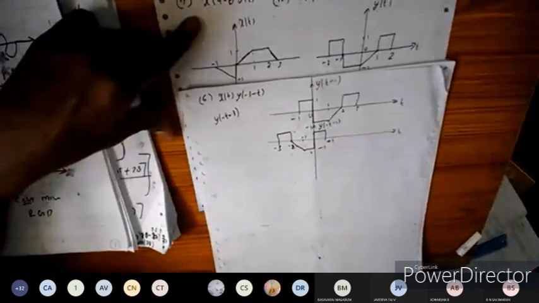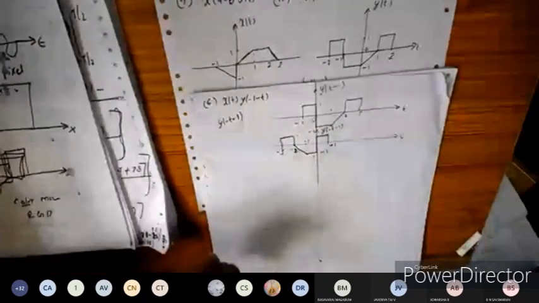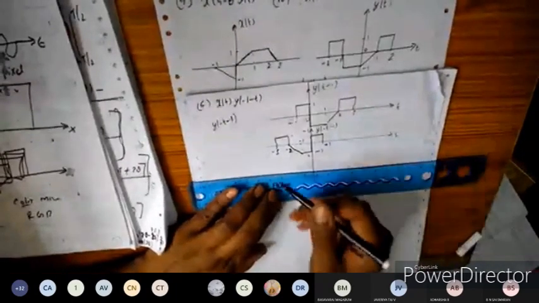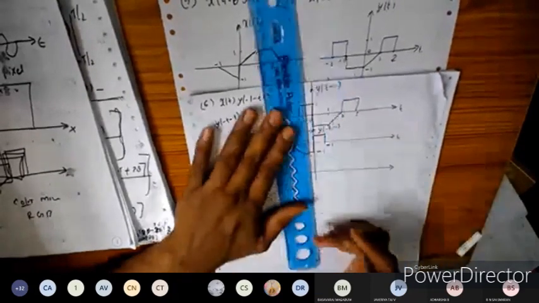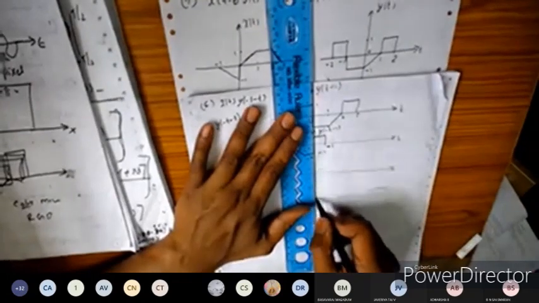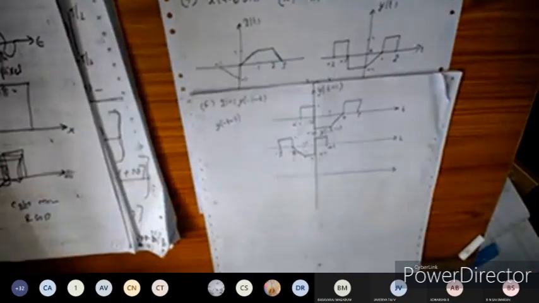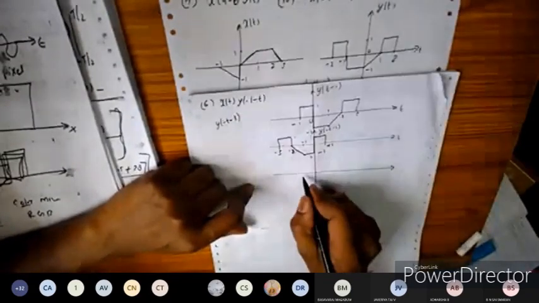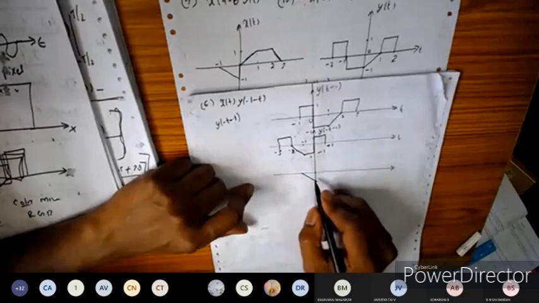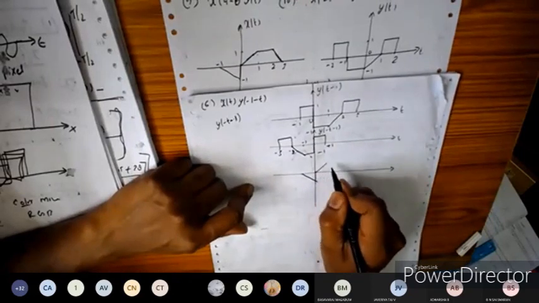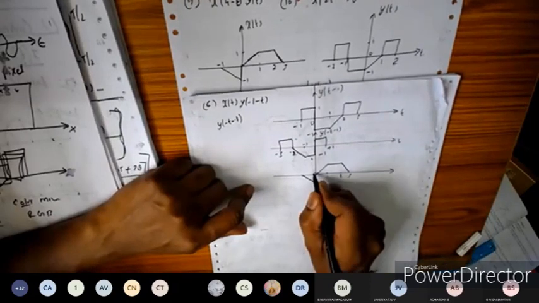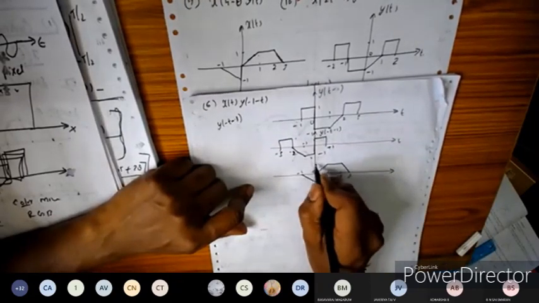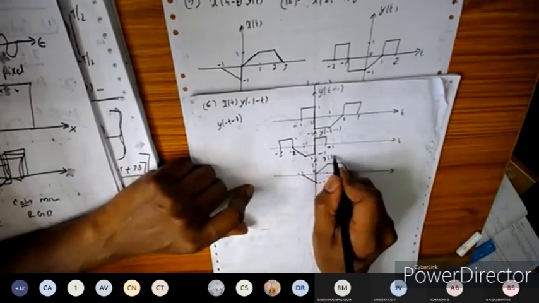Next, we have the signal x of t. Let us mark the waveform for x of t. We already did it as homework, so I'm just doing this one. The waveform for x of t is here, so let us plot that. -1, go to the ground. Next, the waveform like this. So this is 1, this is 2, this is 3. This is the signal x of t here.